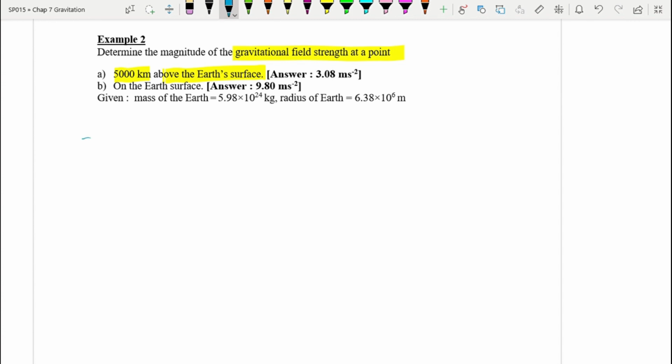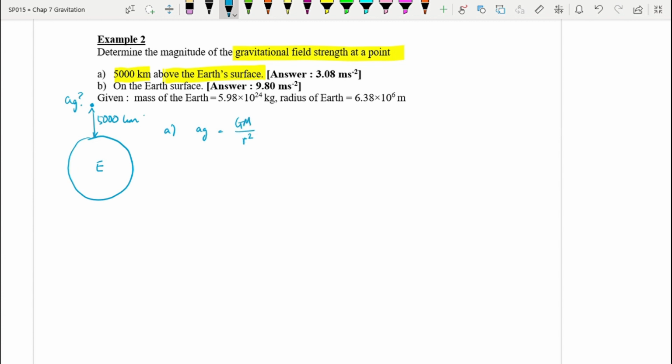So, untuk A, okay, so kita kena tahu ada satu height which is 5,000 kilometer daripada surface lah. Okay, so daripada surface. Panjangkan sikit sampai surface. Okay, so dia nak tahu apa AG. Sebab dia tanya gravitational field strength. AG at this particular point. So, as simple as kita solvekan je lah. Gunakan formula AG equals to GM over R square.